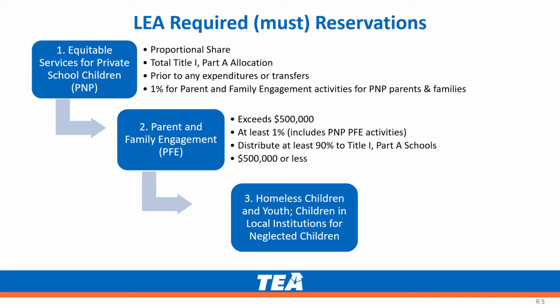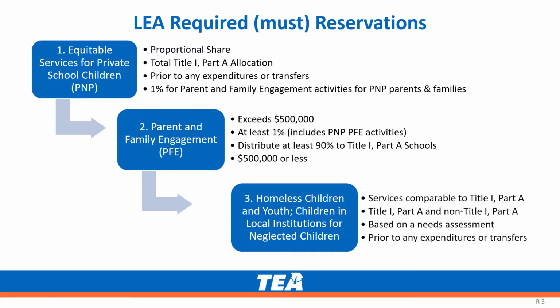An LEA with a Title I allocation of $500,000 or less may, but is not required to, reserve Title I funds for parent and family engagement, although its Title I schools must carry out parent and family engagement activities under Section 1116, regardless of any reservation.